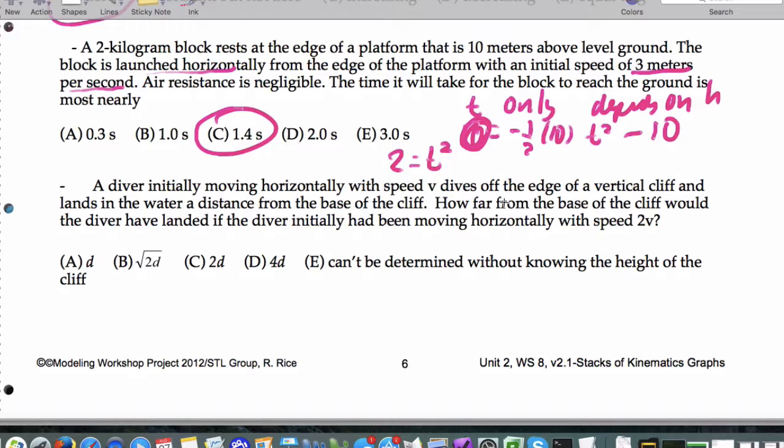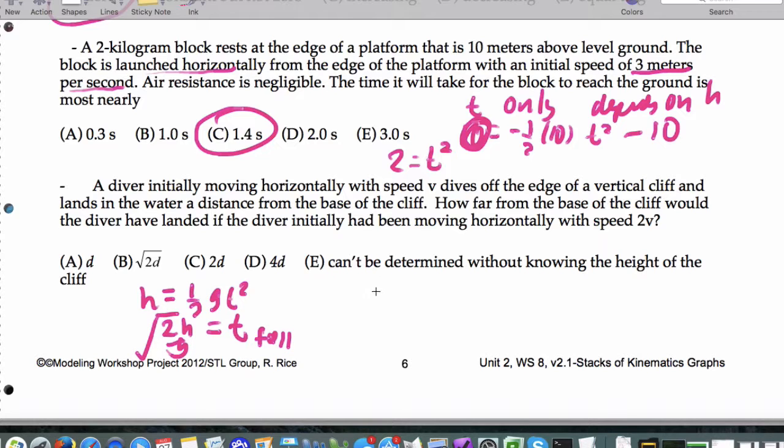All right, once again, a diver moves horizontally, lands in the water from the base of the cliff. We want to know how far from the base of the cliff if the diver had been moving horizontally at the speed 2v. So let's just compare. Let's get the time to fall based on the height. There's some height h that it falls through, and that's going to be 1/2 gt squared. So we have 2h over g. That's the time to fall, right?